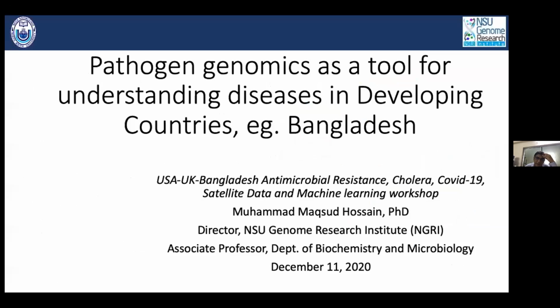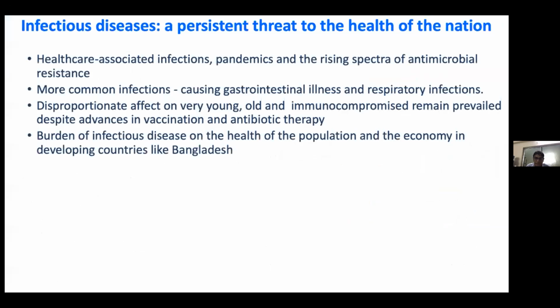I had a presentation at the University of Nottingham on pathogen genomics. That's one of the most important areas for developing countries, and I've given the example of a country like Bangladesh. It's a persistent threat to the health of the nation because of nosocomial infections, pandemics, and the rising spectrum of antimicrobial resistance. Recently I was involved in a project, and I found that all the cholera patients are given azithromycin, and whenever anyone is COVID infected, they're also given azithromycin. That's a very dangerous thing to do, because this indiscriminate use of antibiotics without proper antimicrobial culture tests raises the spectrum of antimicrobial resistance.